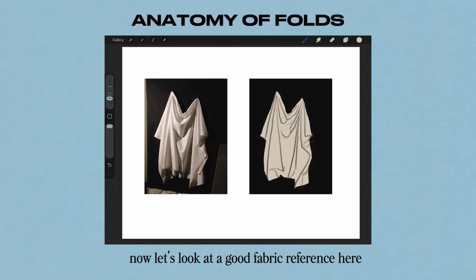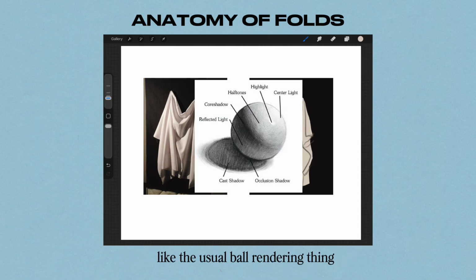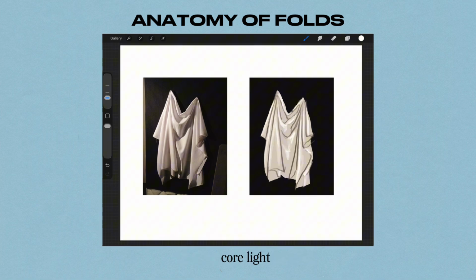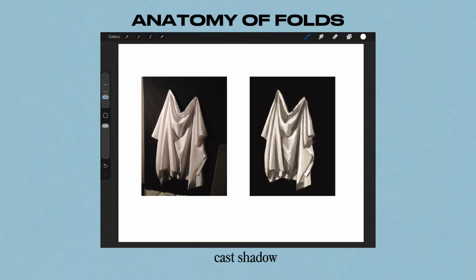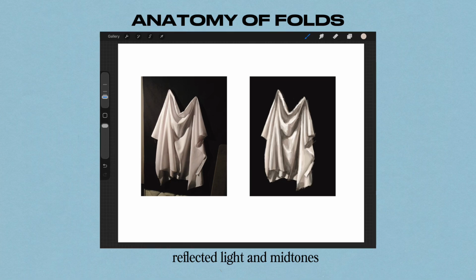Now let's look at a good fabric reference here, where it's actually just like the usual ball rendering thing. There's going to be highlight, core shadow, cast shadow, reflected light, and midtones.